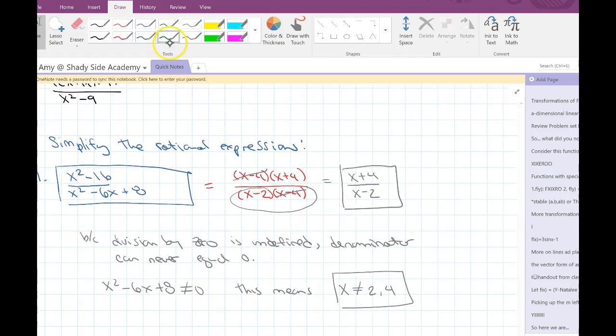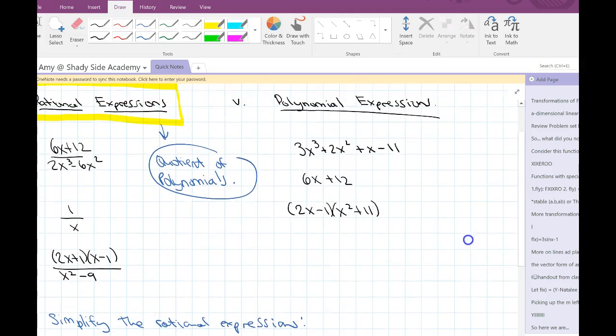So when you have a problem like this and you simplify an expression, I want you to always give the simplified expression and then say x cannot equal 2 or 4. Okay? And right away, you see a difference between simplifying rational expressions and simplifying polynomial expressions. Let's scroll up for a second.